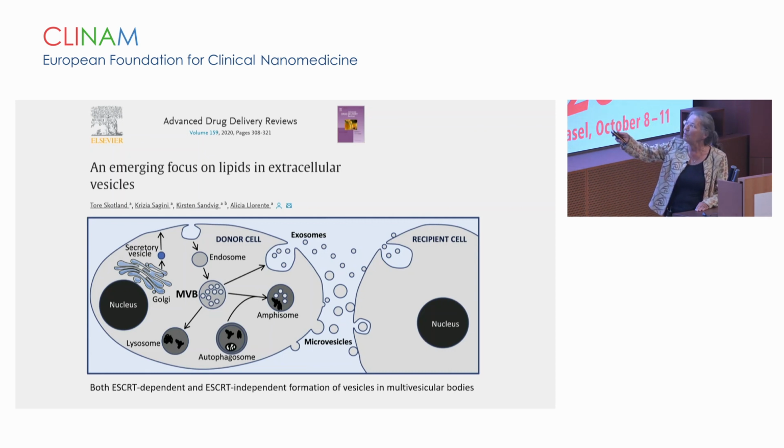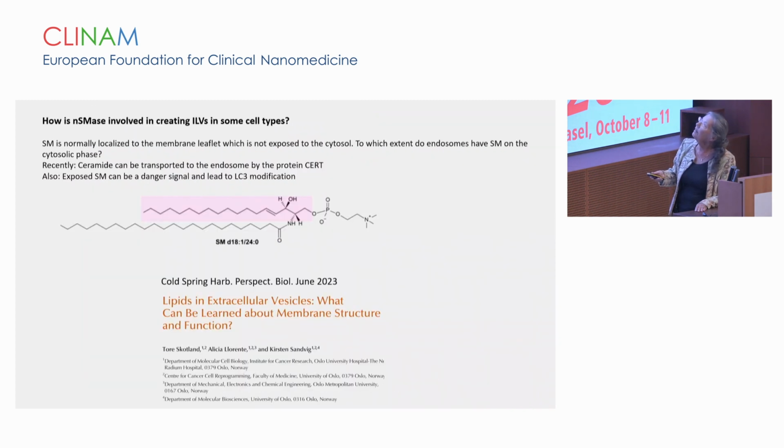And it's clear that there is both ESCRT-dependent and ESCRT-independent formation of vesicles in multivesicular bodies. The ESCRT complexes are important in a variety of fusions and also in formation of the intraluminal vesicles. But I won't go into proteins today, but I will focus on lipids when it comes to EVs. And just to make sure, I show a sphingomyelin molecule.